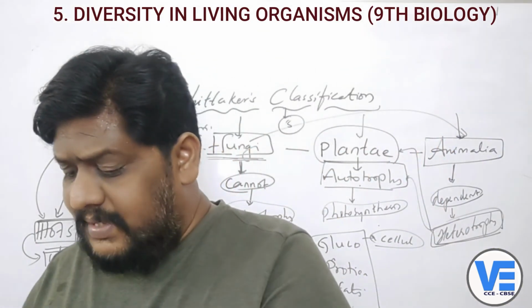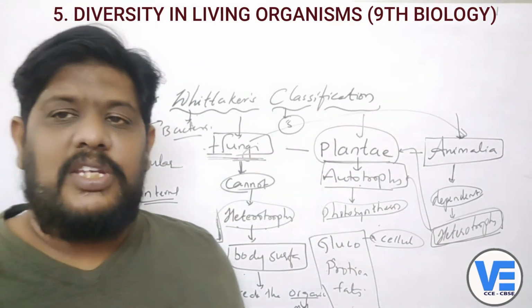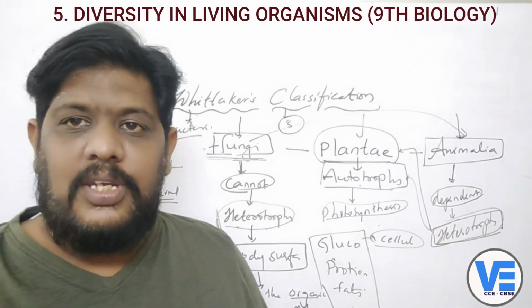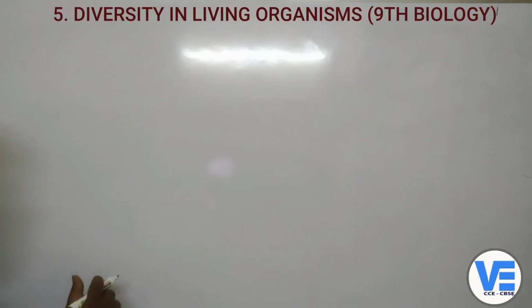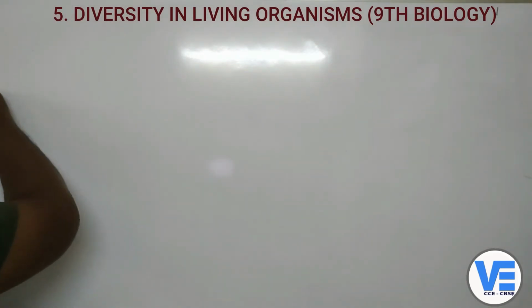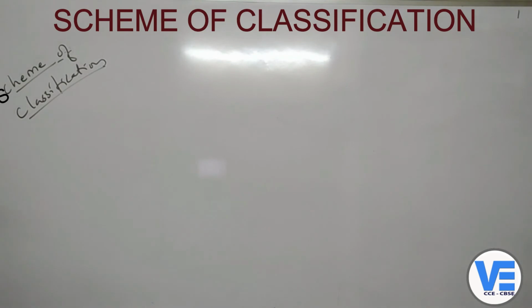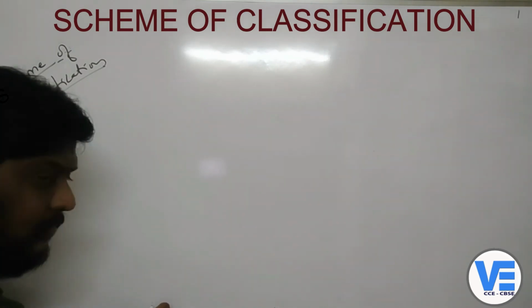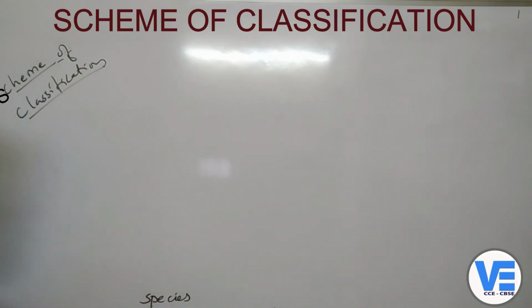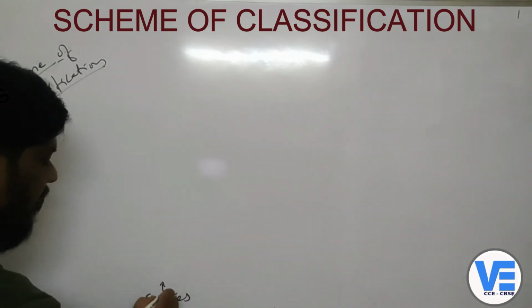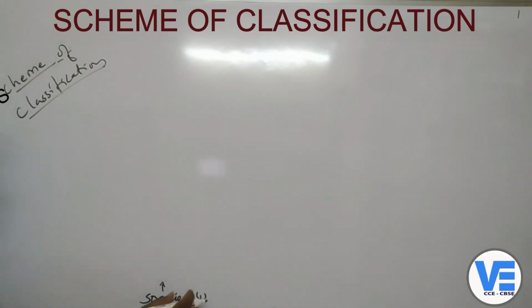So we already studied the scheme of classification yesterday, right? What is the scheme of classification? This is a very, very important question which appears in the examinations. So what we are going to study here is the scheme of classification. In the scheme of classification, we will first talk about species. Species are the single organism which we have already studied. In this, it is only one single organism or one group of organisms.